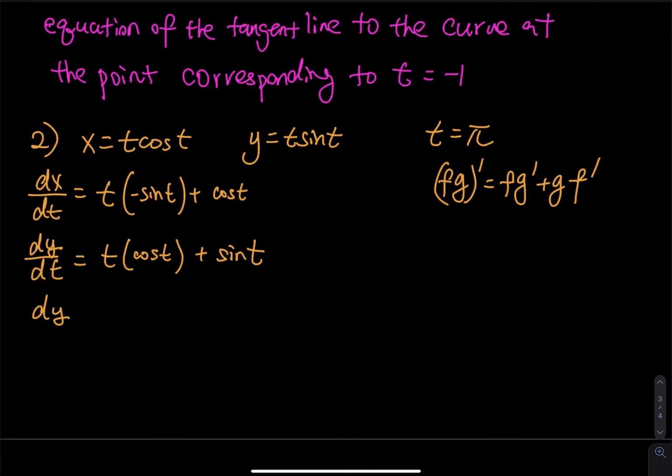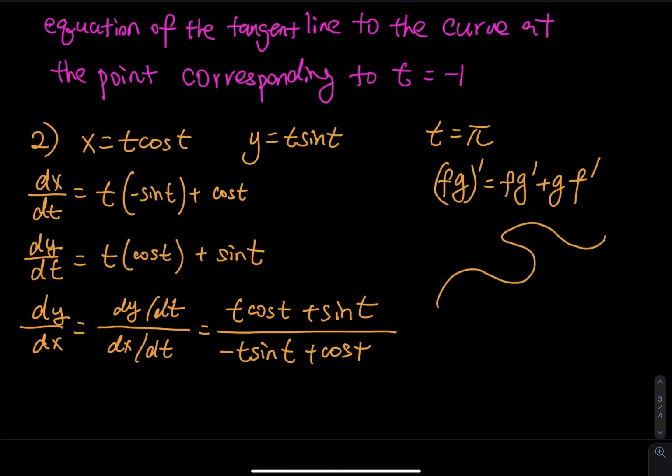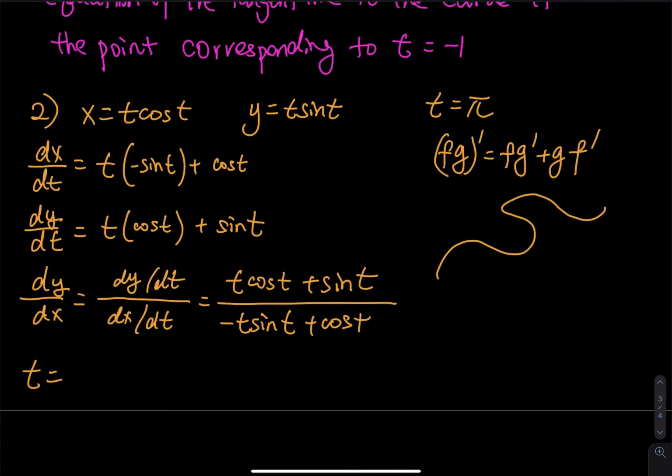dy/dx is equal to dy with respect to dt divided by the derivative of x with respect to t. So that is t cosine t plus sine t, divided by negative t sine t plus cosine t. So imagine that we have a parametric curve. This result is the slope of the tangent line at any point on this curve, any point. All right, and then to give a specific point, you have to say when t equals pi, what is the slope equal to?